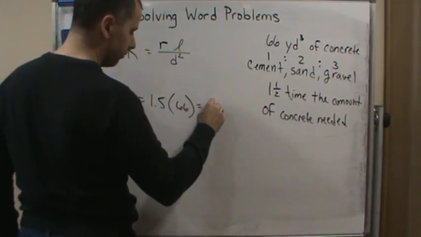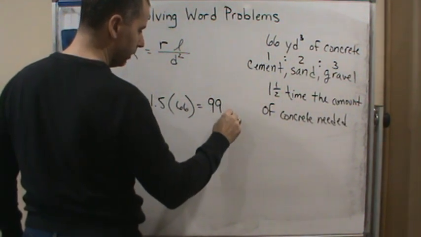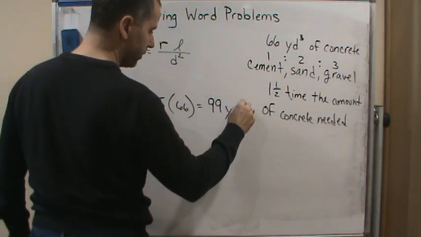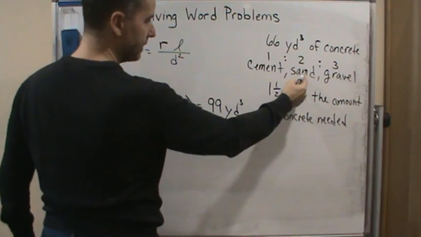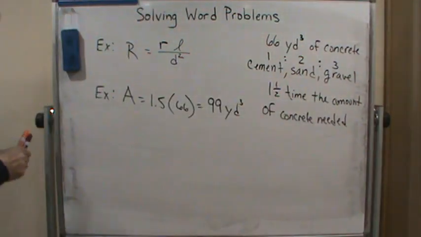We're going to need 99 cubic yards of what? Cement, sand, and gravel. Okay, now, again, what's the question we need to answer? Always remember what the goal is. We want to know what is the volume of each component that we need.